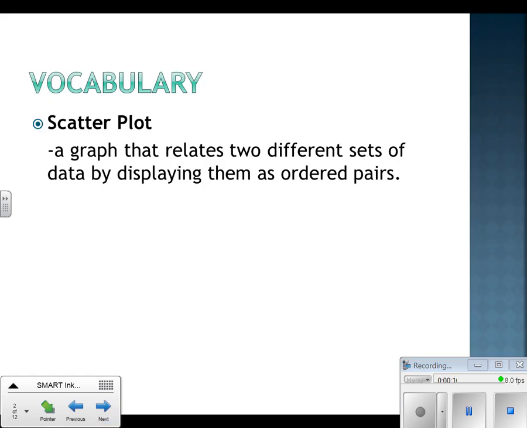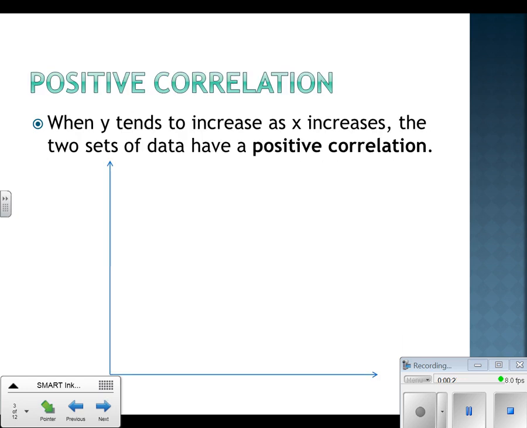A scatter plot is a type of graph that relates two different sets of data by displaying them as ordered pairs. One type of scatter plot you may see is a positive correlation. This is when y tends to increase as x increases also. The two sets of data then have a positive correlation. So we know that this is our x-axis, here's our y-axis, and if you see that you have a bunch of ordered pairs, now they're scattered. This is a scatter plot.